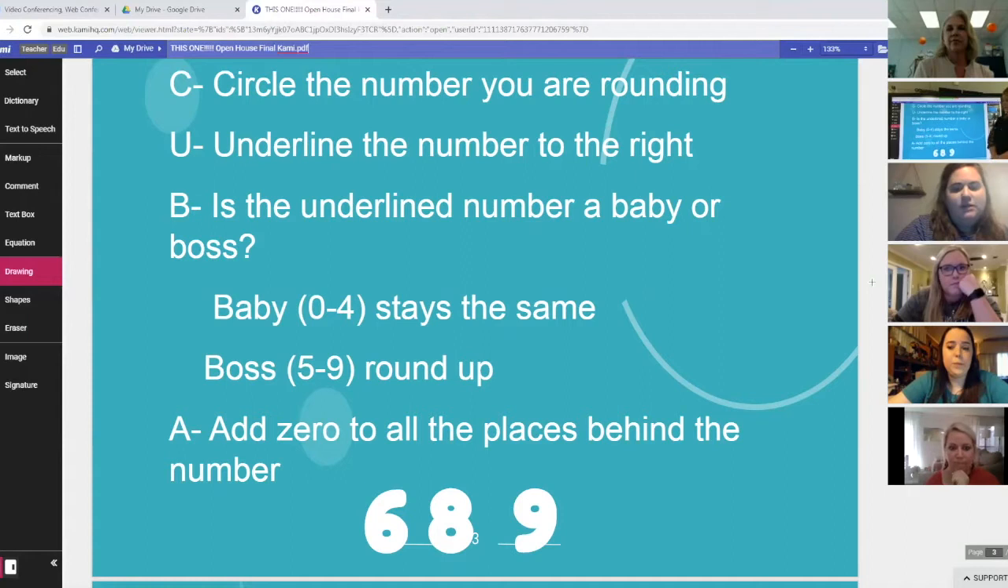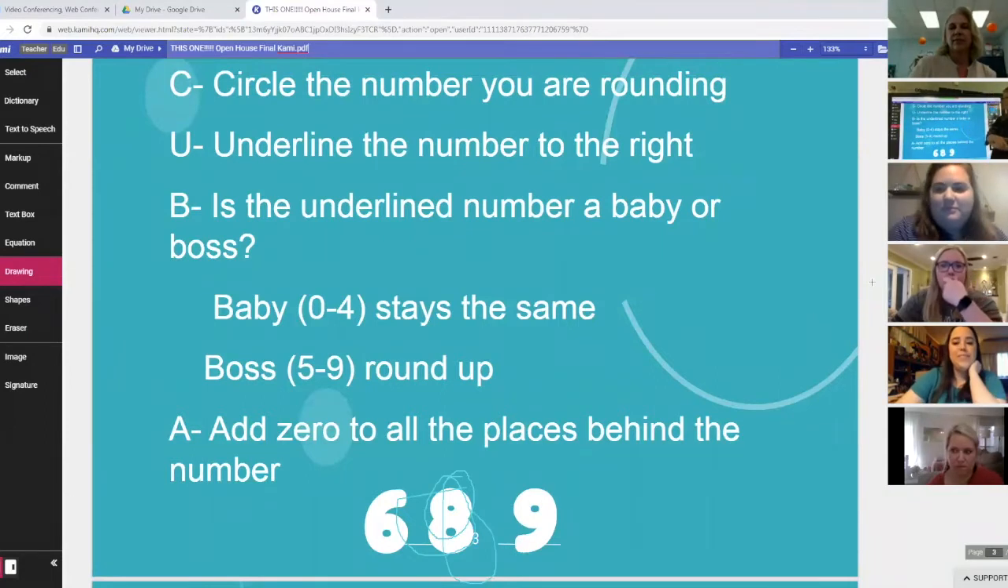Perfect. So you're going to circle the number that we are rounding. Perfect. So she circled that 8. Miss Fallow, could you underline the number to the right for me? Yes. All right, she underlined the 9.